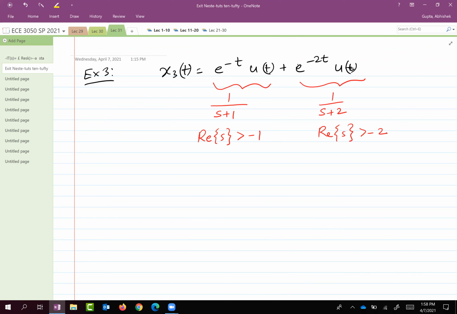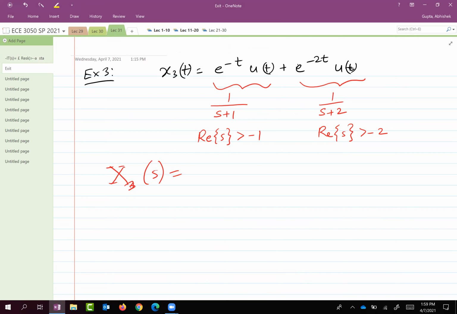Okay. So now we have this sum of two signals, x3(t) is e raised to negative t plus e raised to negative 2t. And I know the Laplace transform of individual signals. So what do you think the Laplace transform of the joint signal should be? What should be X3 of s?